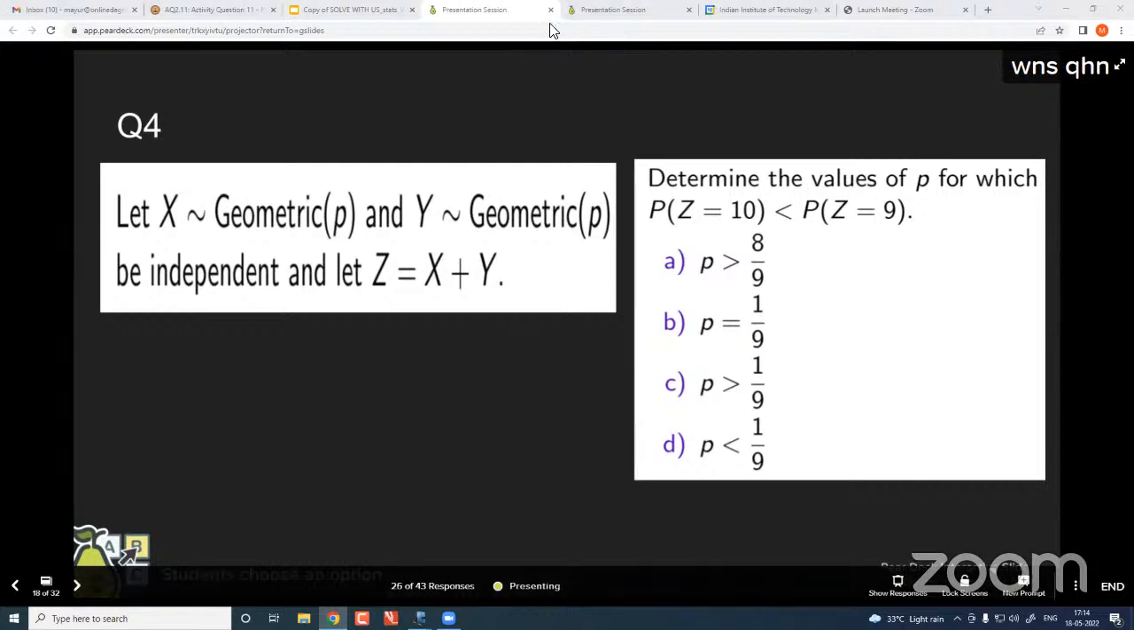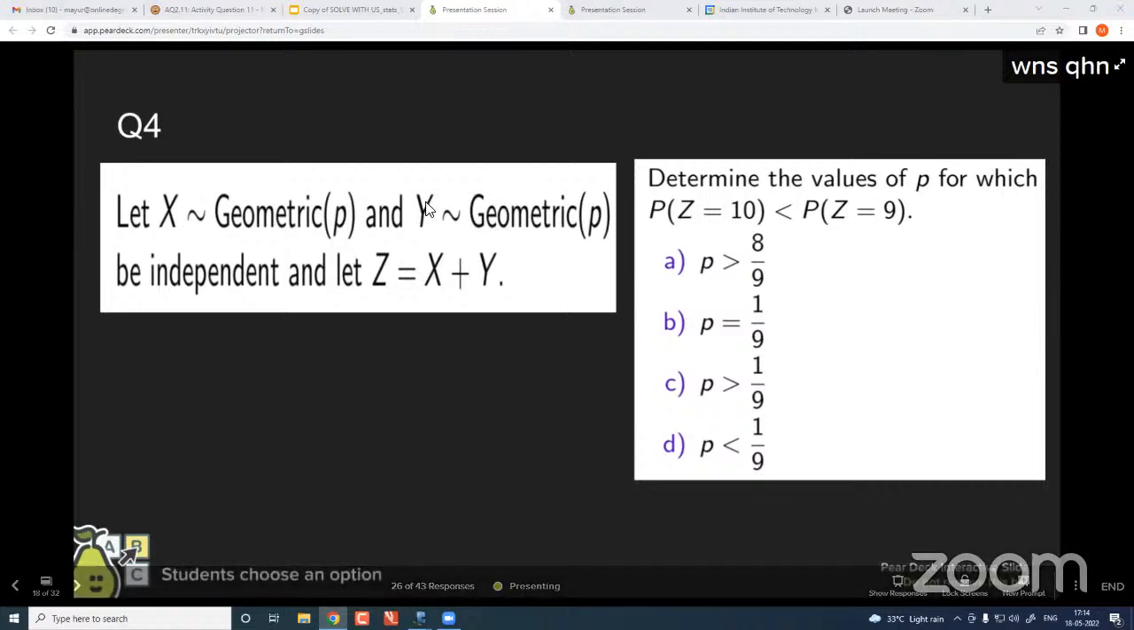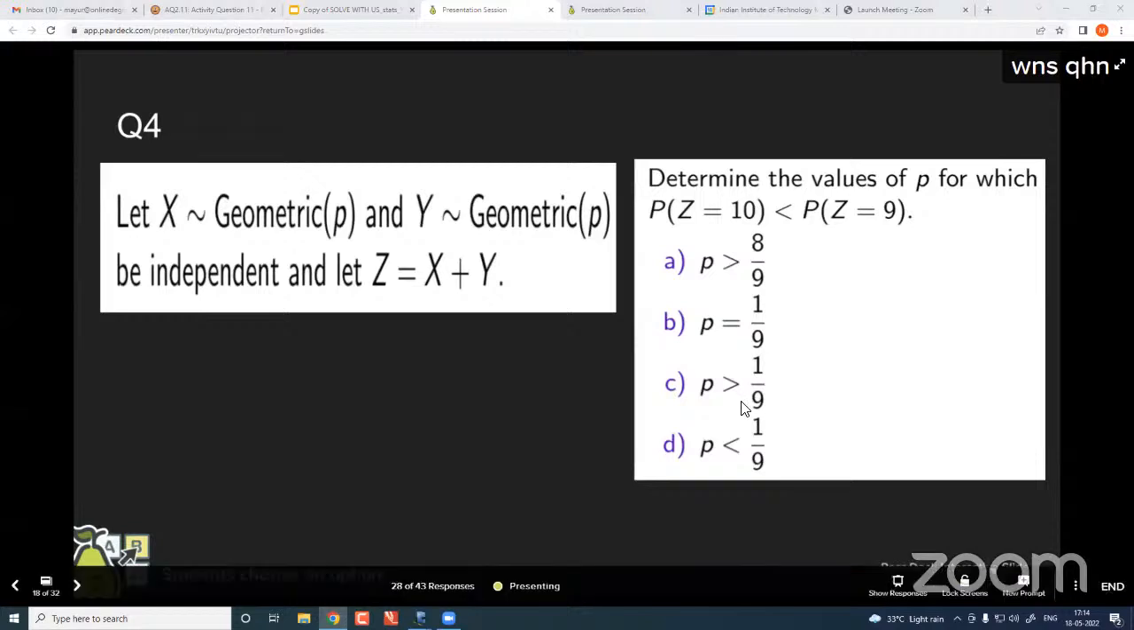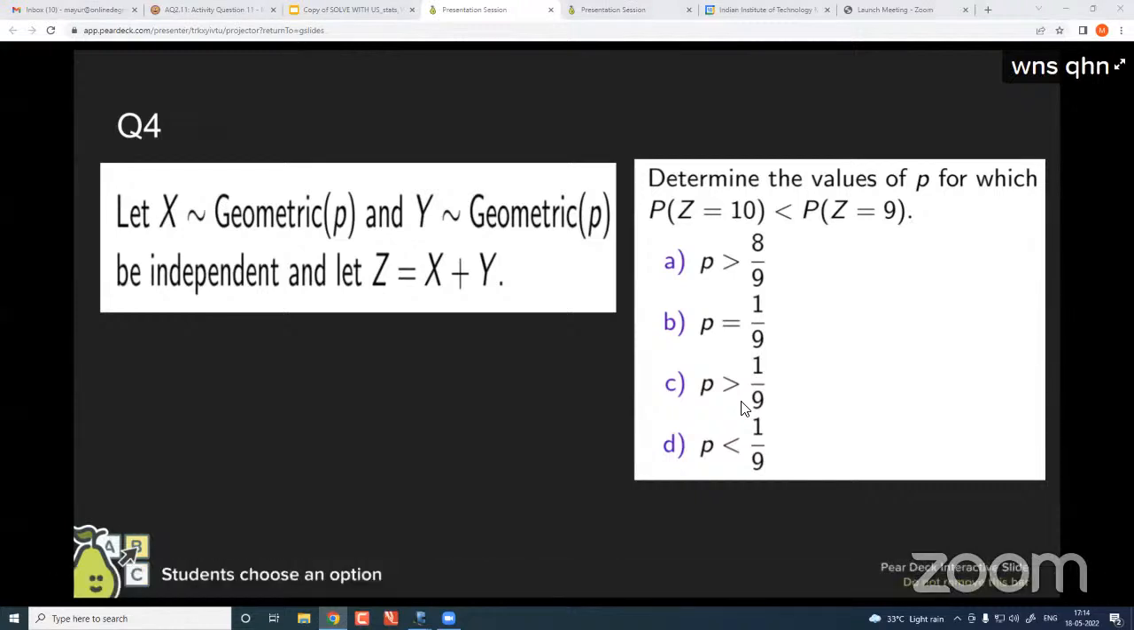For z equals 10 and z equals 9. 9p square into 1 minus p raised to 8 for z equals 10, so you guys have found out, right? Now, how to deal with that inequality? We'll see in the solution. So try to answer it first. Take 1 more minute, then we'll discuss the solution. I said z equals 9 is 8p square into 1 minus p to the power 7. Okay, I don't know the answer, so we'll see.